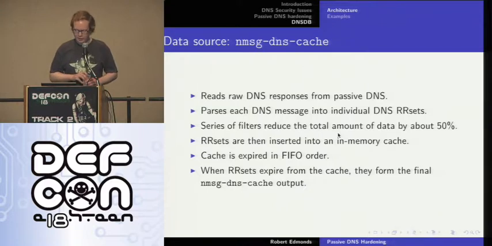RR sets that pass all the filters are then inserted into an in-memory cache, which we've tuned to store about 8 to 12 hours worth of data. And finally, the cache is expired in a strict first in, first out order, and these expired RR sets are sent over a socket, so the output can be stored for later processing and insertion into the DNS database.